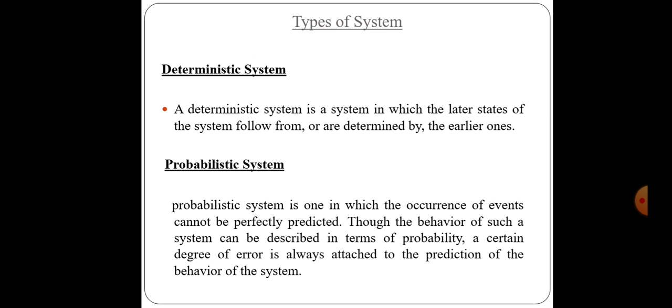Now, it is a system in which the later states of the system follow from or are determined by the earlier ones. Now, moving on to the probabilistic systems, the opposite of deterministic systems. In these systems, the occurrence of events cannot be perfectly predicted as we did in the deterministic system. Though the behavior of such a system can be described in terms of probability, a certain degree of error is always attached to the prediction of the behavior.